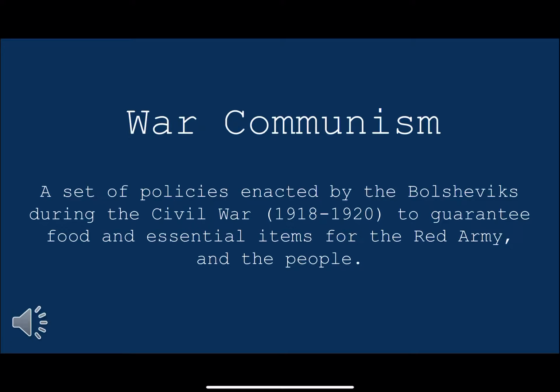To understand the need for war communism, it is important to look back at the events leading up to the Russian Civil War. Why was there such a strong divide between the people of Russia? How did these tensions escalate to the point of war?